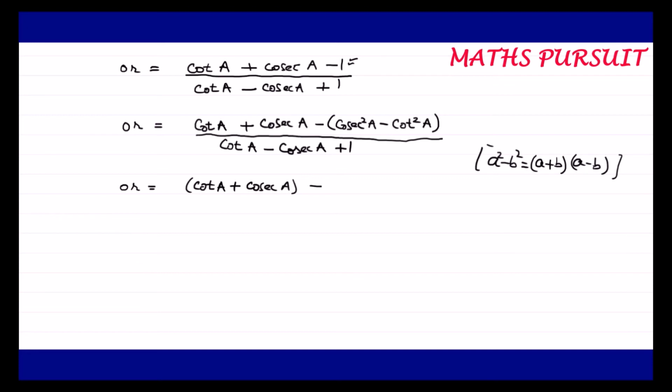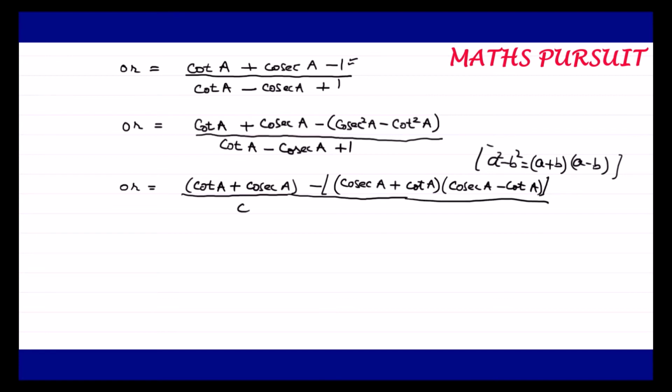So here let me convert this one into A plus B into A minus B. Cosec A plus cot A into cosec A minus cot A. This is what I did using the identity A square minus B square. Upon, I will keep cot A minus cosec A plus 1 as it is. I will not do anything here at this point of time. So let us keep this one as it is.